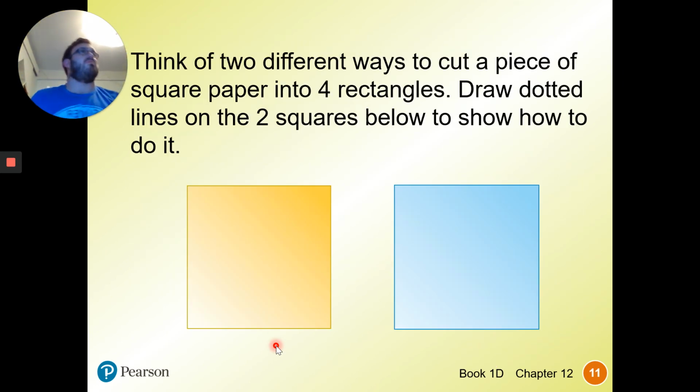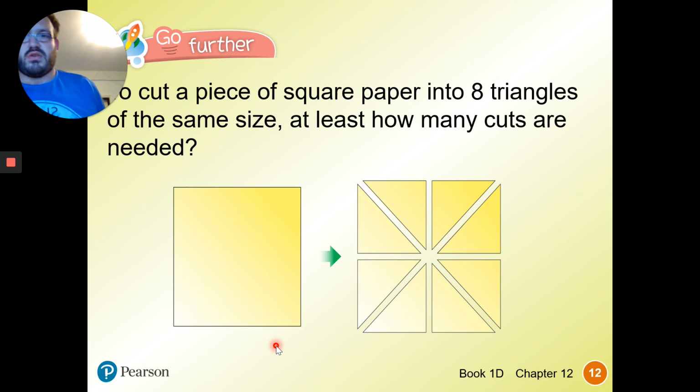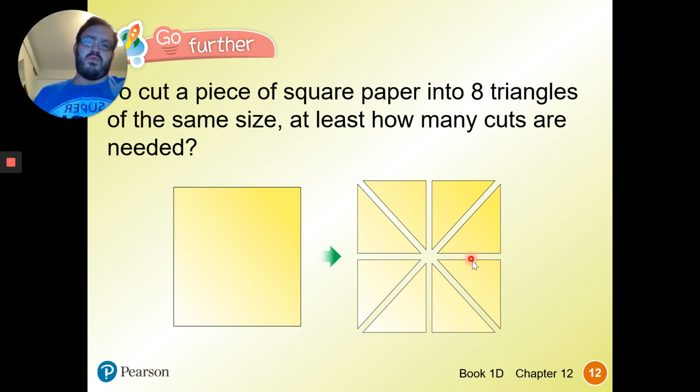Okay, so let's look at this last piece then. To cut a piece of square paper into 8 triangles of the same size, at least how many cuts are needed? So let's think about it. We've got 1, 2, 3, 4 cuts. But is there any faster way?